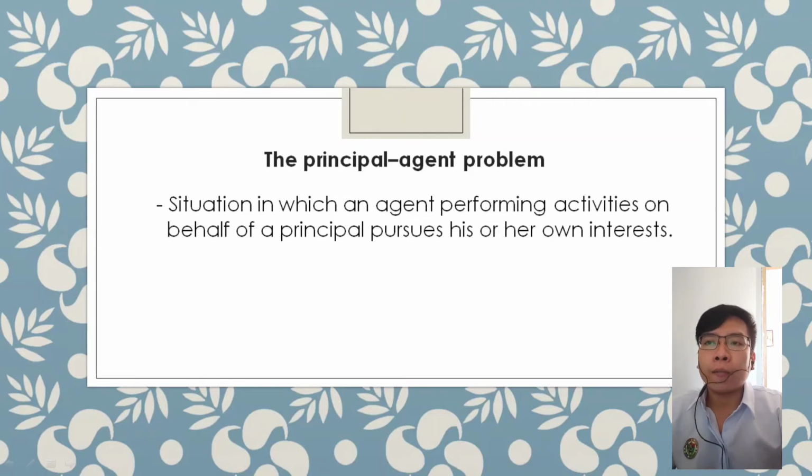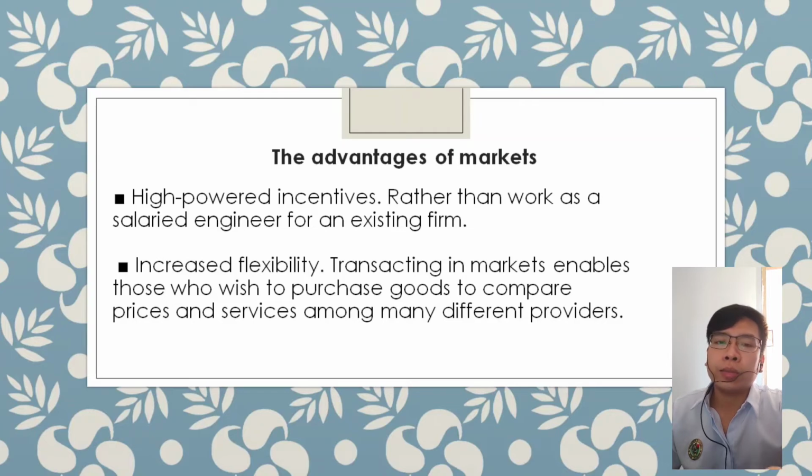For example, a manager may pursue his or her own interests, such as job security and management perks, that conflict with the principal's goals, in particular creating shareholder value. One potential way to overcome the principal-agent problem is to give stock options to managers, thus making them owners. Let's go now to the advantage of the market.